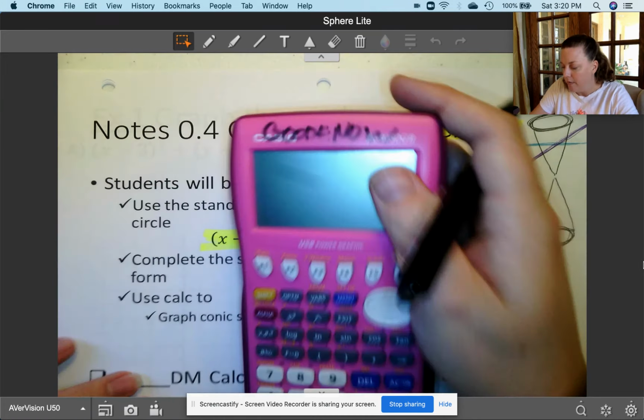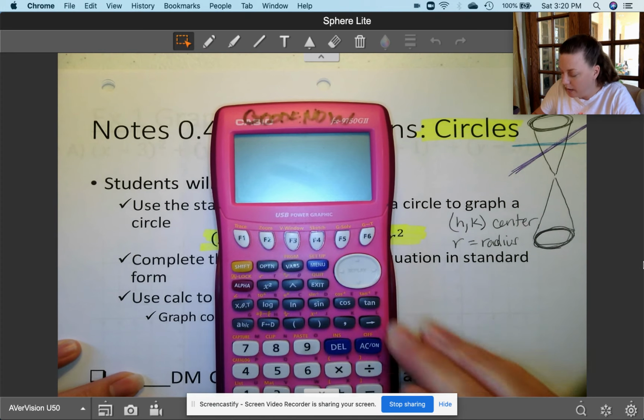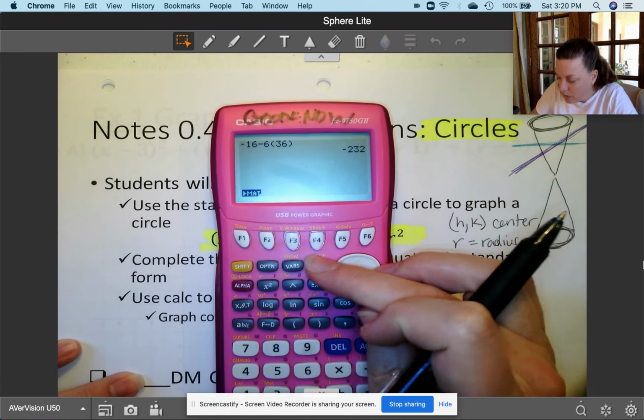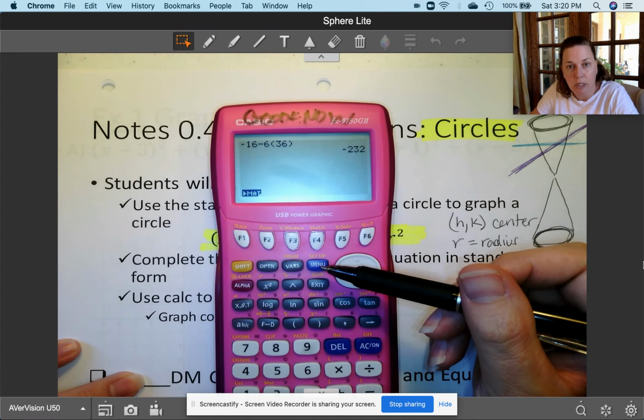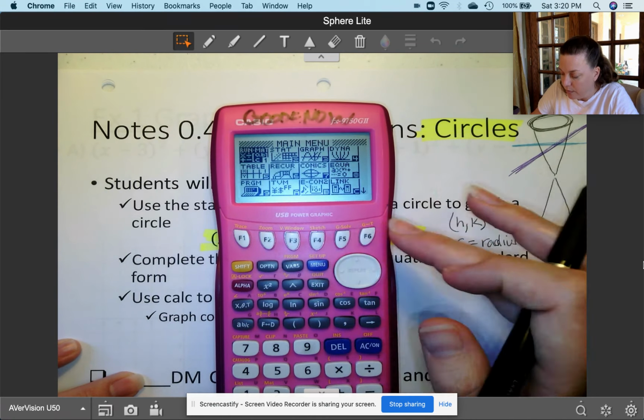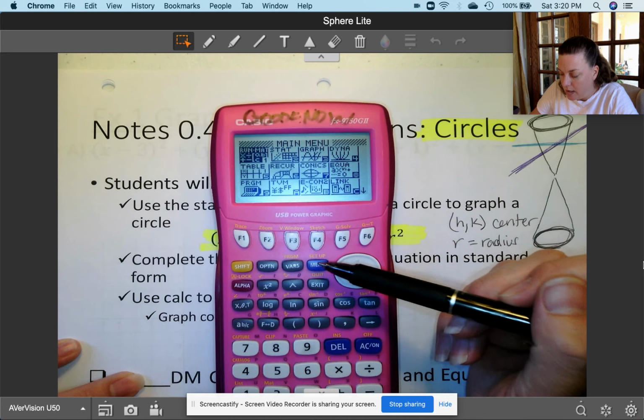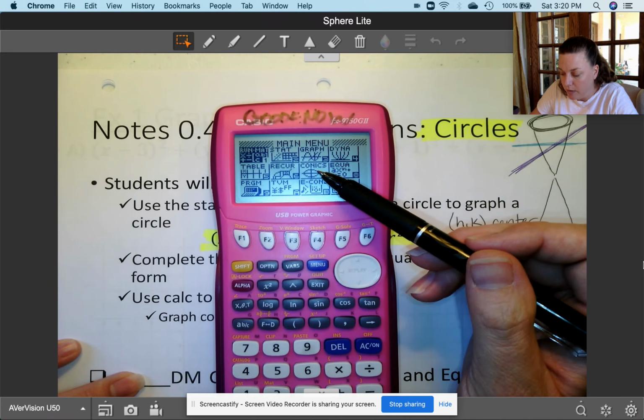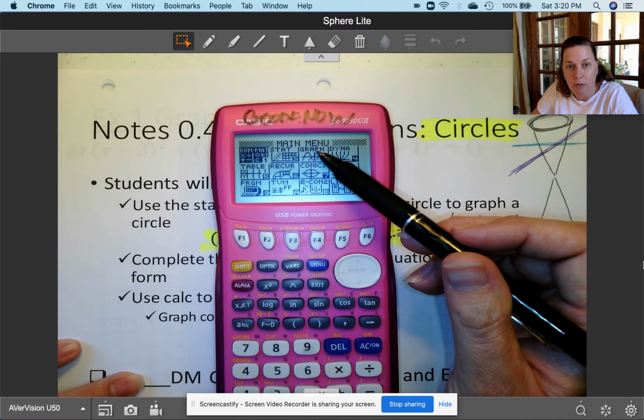Also, if you have the Casio, then you would go to menu. So if you're new to Casio, it is menu driven. So they use the F1 through F6 buttons a lot. They use the menu. You can see you have a menu straight for conics. You have a graphing menu that we use a lot.